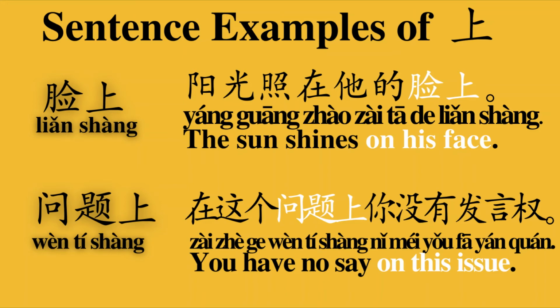Sentence examples using 上. 脸上, on the face. 阳光照在他的脸上。The sun shines on his face. 问题上, on this issue. 在这个问题上你没有发言权。You have no say on this issue.